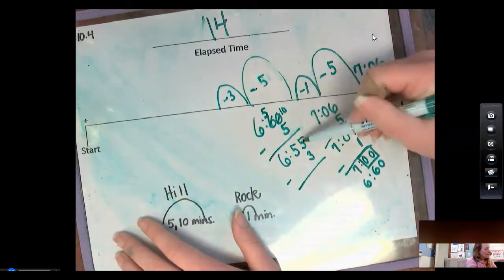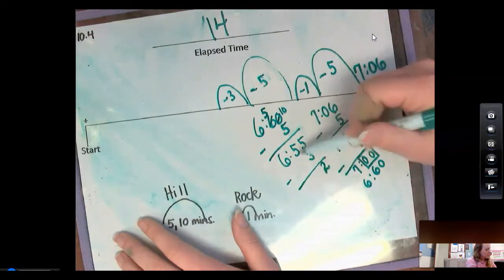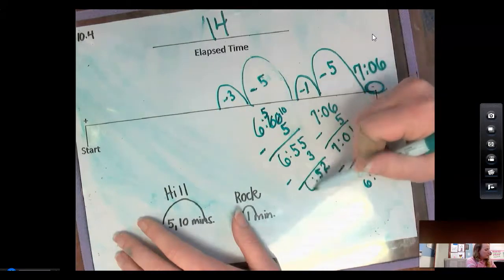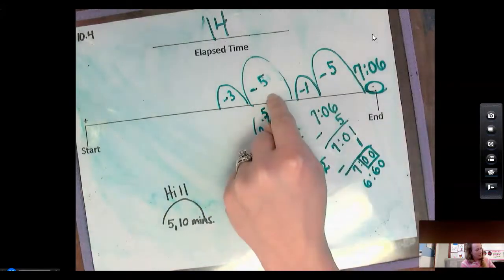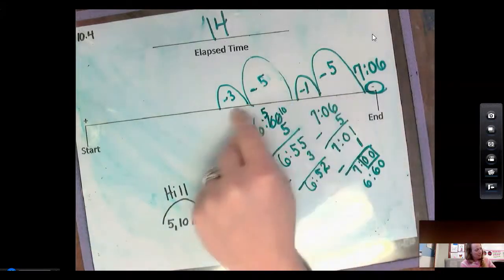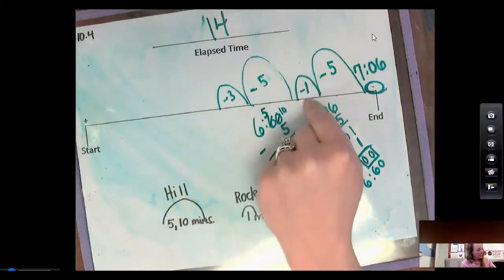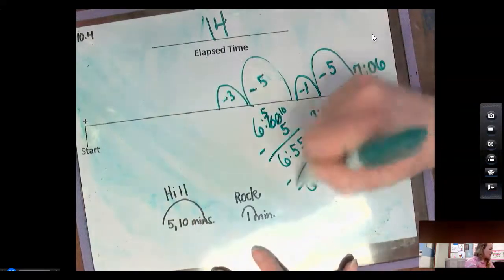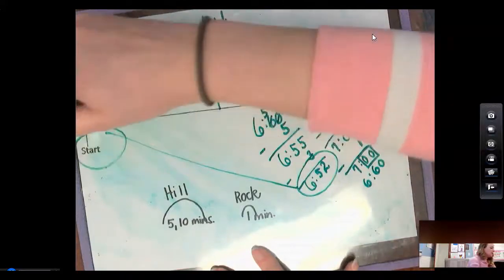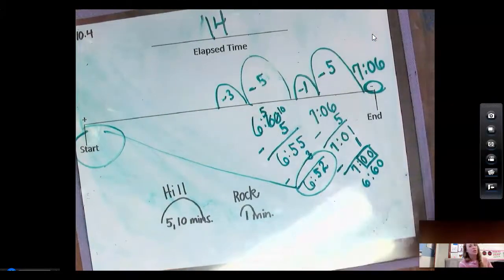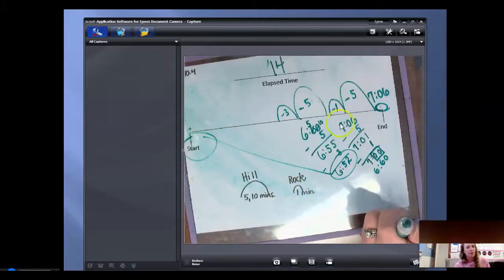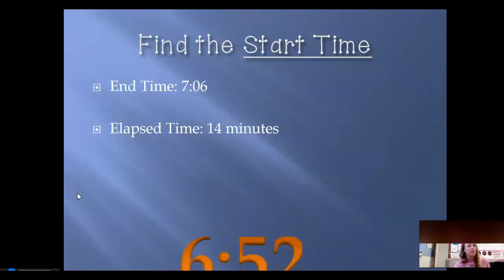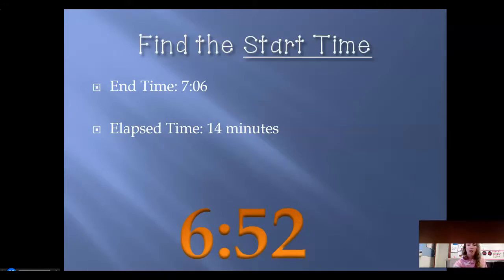All right, 5 minus 3 is 2. Drop your 5. Drop your 6. I'm at 6:52. Now let's see, are we done? Let's see. 5, 10, 13, 14. So yeah, my start time then, when I started that activity, was going to be 6:52. Let's see if we're right. We should be right, hopefully. So 6:52 it is. All right, erase your boards, kiddos.